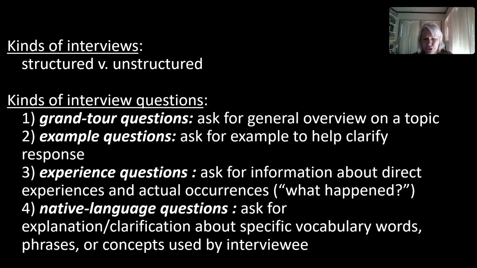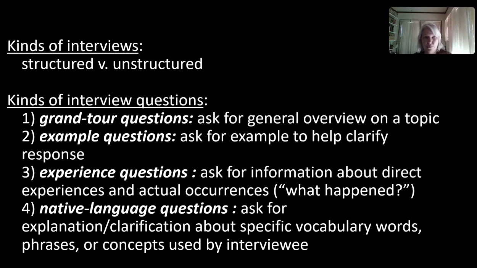So again, example questions, experience questions are a little bit more specific. The final example I'll give you is what I'm calling a native language question. And this doesn't necessarily mean asking somebody about a language other than your spoken language, right? It is absolutely the case that cultural anthropologists will often be doing interviews in a second language, depending on what the field site is.